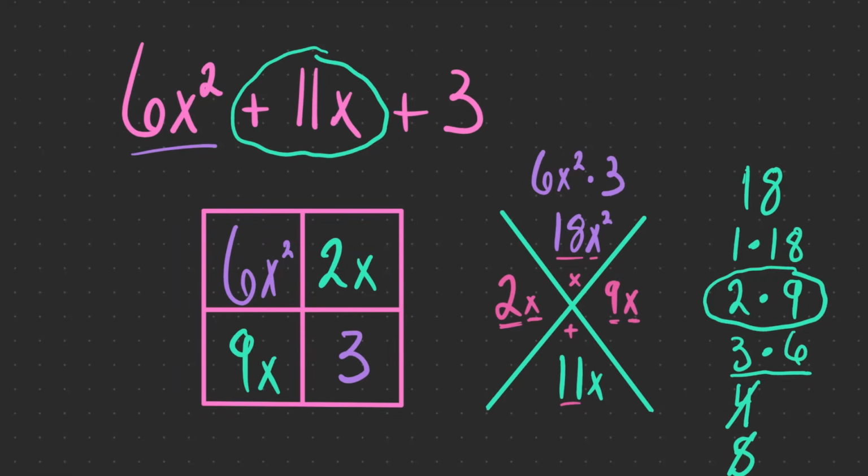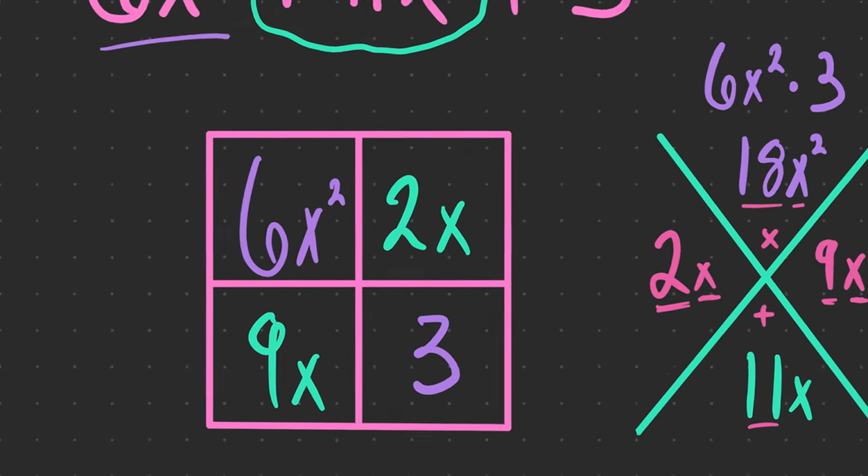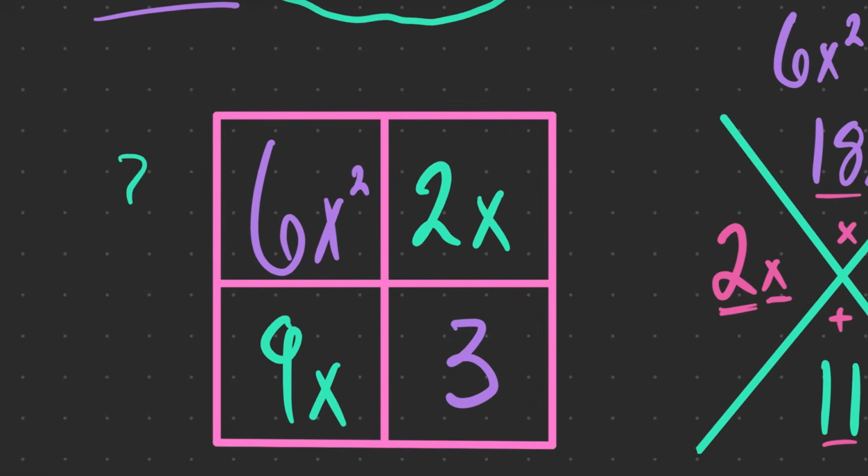Okay, so now I'm going to zoom in to this box here, because I always look for the GCF of the easiest pair to find. To me, this sticks out right here, 6x squared and 2x. So what's the GCF of 6 and 2? The biggest number that goes into 6 and 2 is going to be a 2.